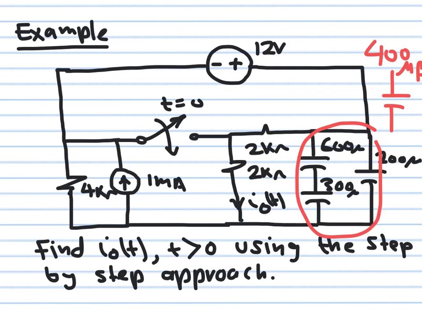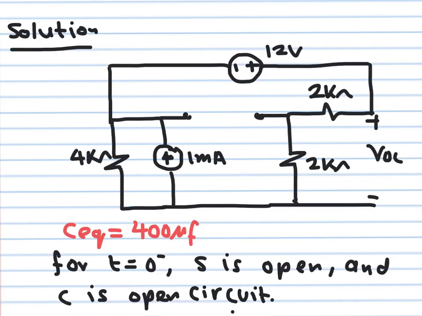Why? Because I need to determine VC at 0 minus. What is the capacitor voltage just before the switch was closed? This will give me the initial condition I'm going to use in calculating the capacitor voltage using the step-by-step approach. Okay, so I redrew the circuit again. I made the equivalent capacitor open circuit, the switch open circuit. This is now how the circuit looks.